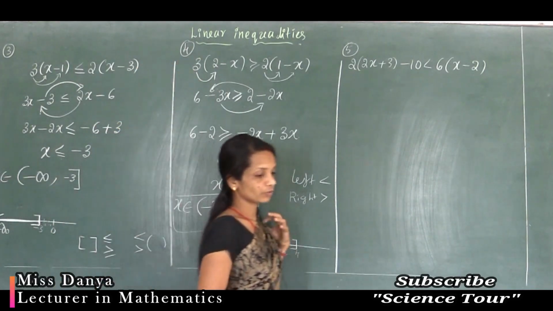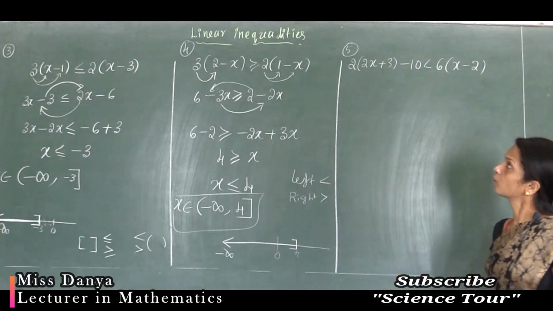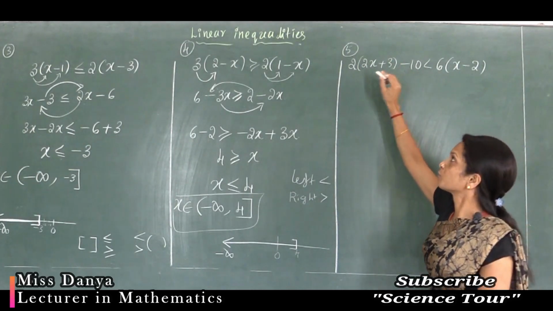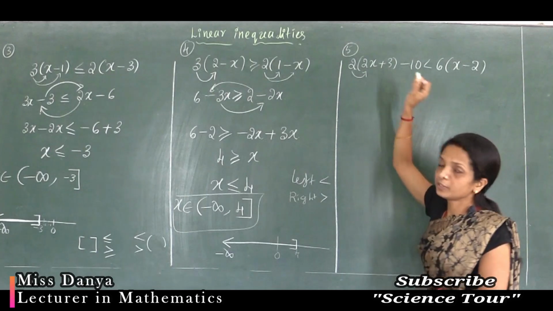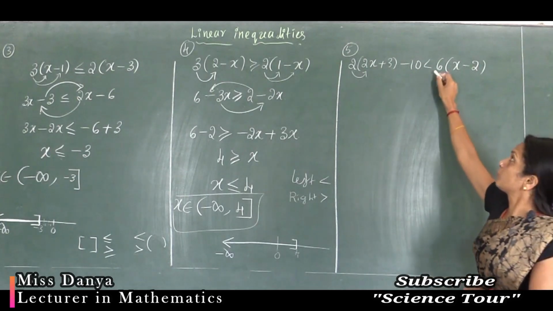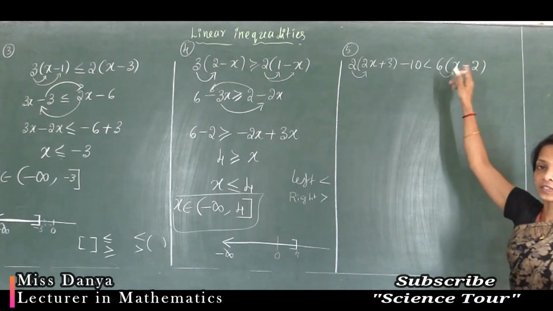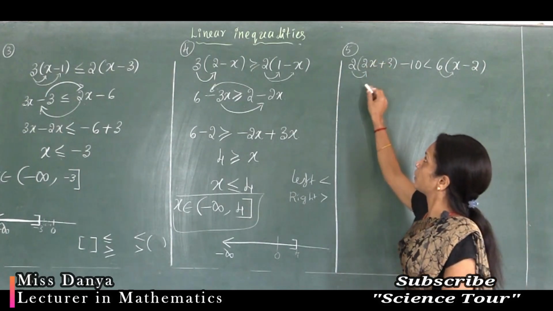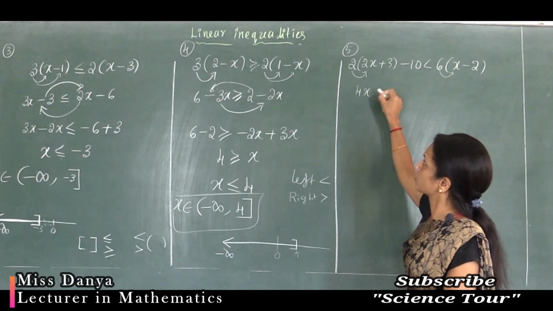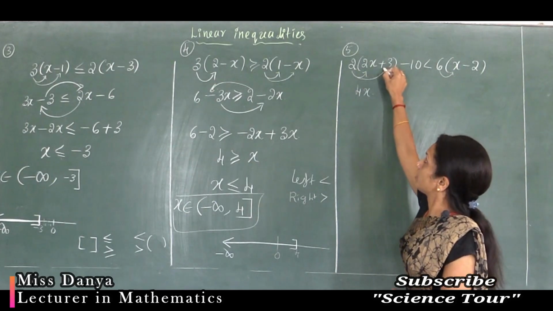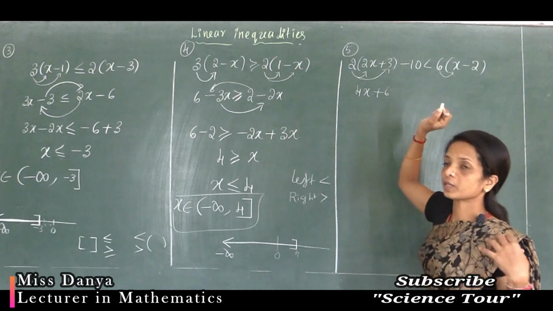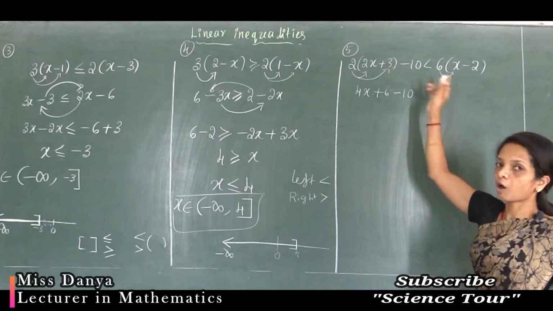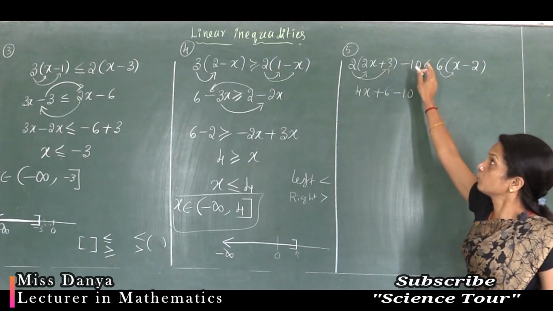Okay, next, the fifth one. Here what you have, again you have a bracket, outside that you have a number. You have to multiply the outside number into the inside. Here also you have to do the same. Outside 6, you have to multiply inside the bracket. Now 2 into 2x is 4x, 2 into 3, that is plus 6. Then minus 10 is there, that is separate.